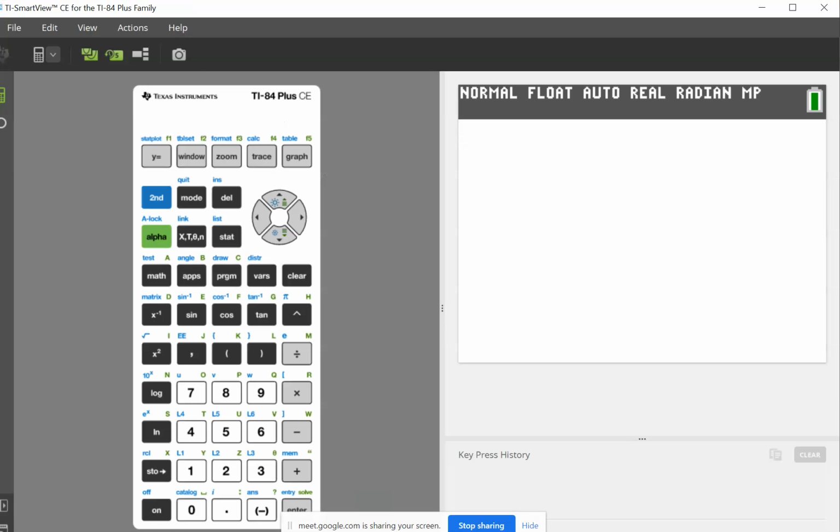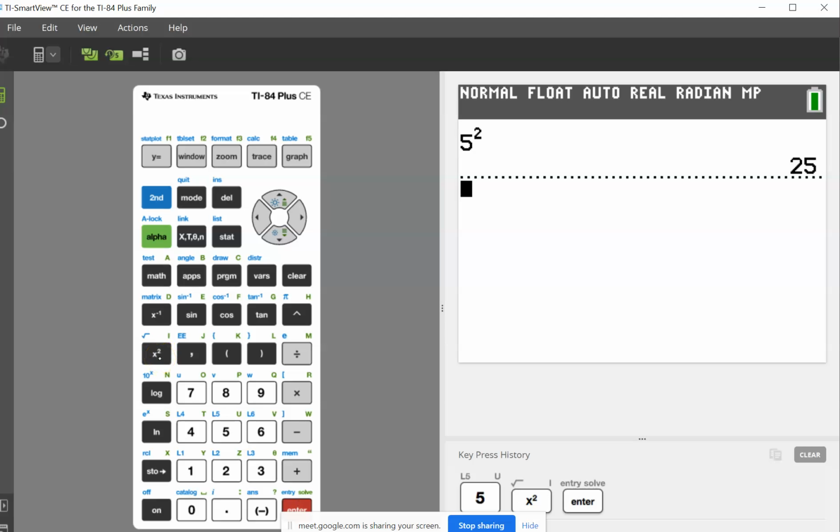Let me show you here on the calculator. I would type in my base 5, and then if you notice this key here, x squared, that would be the key that raises it to the second power. So 5 squared gives me 25. Another way to type in an exponent, not all exponents are going to be a 2. A lot of exponents are going to be other numbers, but I'll still demonstrate with a 2.